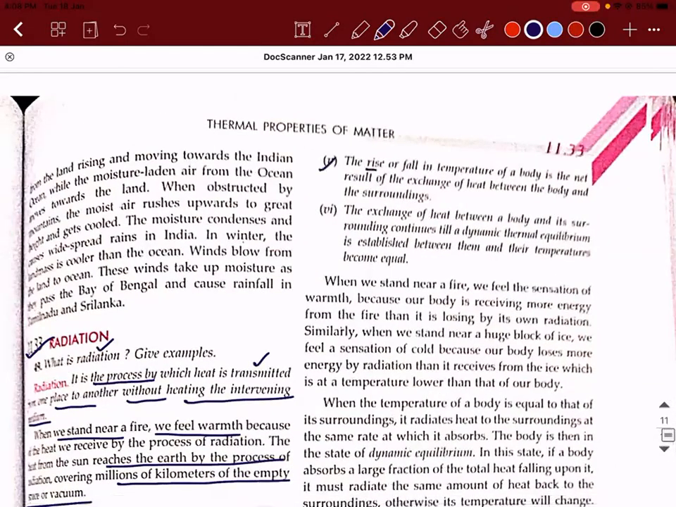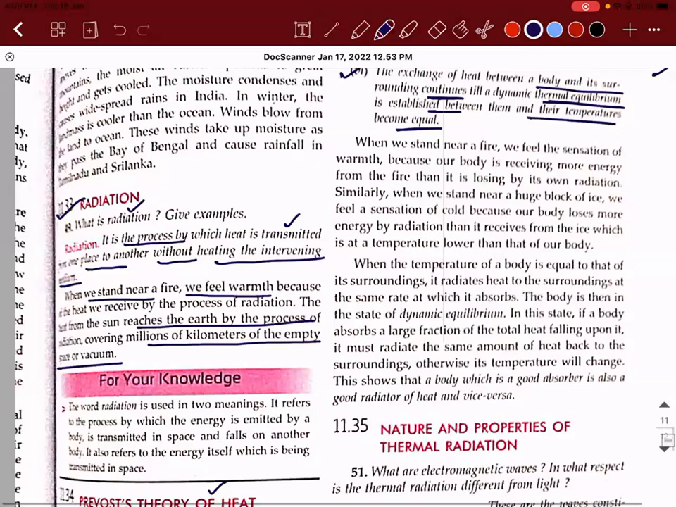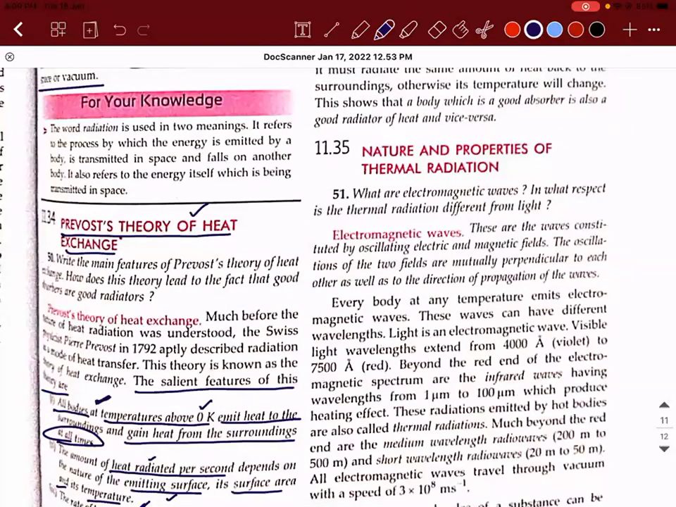Next, the rise or fall in temperature of a particular object is the net result of the exchange of heat between the object and the surroundings. And the last point he proposed is that the exchange of heat between an object and its surroundings continues till a dynamic thermal equilibrium is established between them and their temperatures become equal. So dynamic equilibrium means there is a temperature equivalence. This is the basic outline of Prevost's heat exchange theory. Have this in your mind, that's enough.